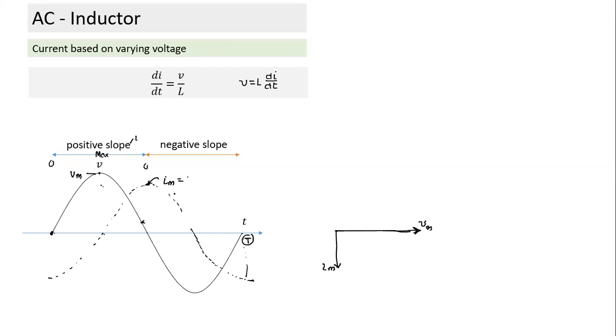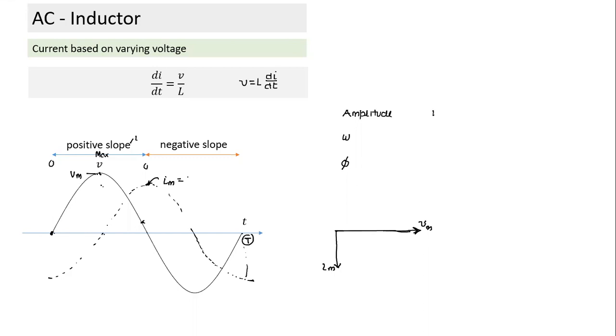Any sinusoidal function will have 3 terms. What are the 3 terms a sinusoidal function has? It will have an amplitude. It will have omega. It will have a phase constant. So what will be the amplitude of current here? Though they are not happening at the same time, this amplitude depends on the amplitude of voltage.